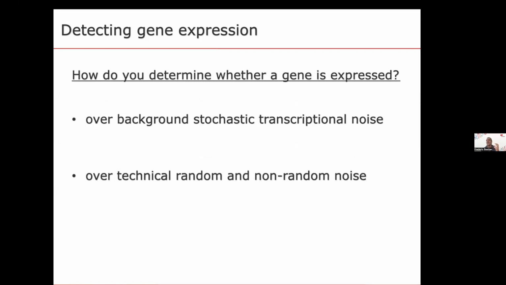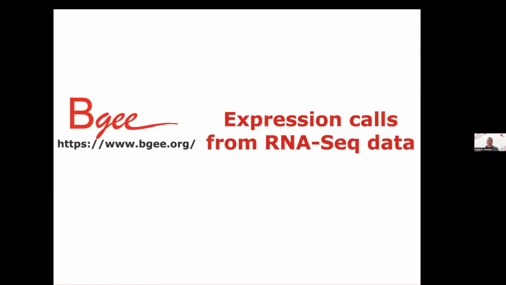So how would you determine whether a gene is actively expressed or not? Because you want to know that the gene is expressed over the stochastic noise of the cellular machinery, and you also want to know that your gene is expressed over the technical noise, which can mean that you will have some expression value for genes that are actually not expressed because of, for instance, technical noise in your experiments.